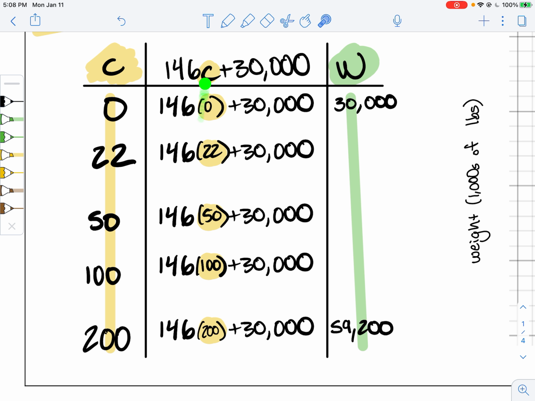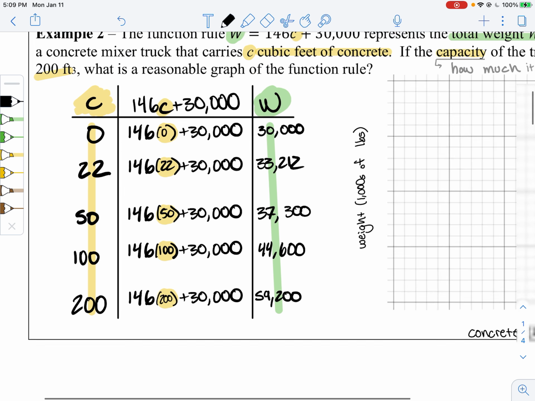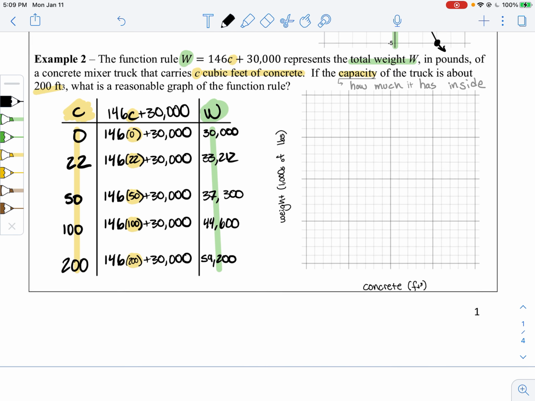So plug in your C values into this function and see what comes out. You end up getting 33,212 pounds, 37,300 pounds, 44,600 pounds. So what does this mean? Well, let's put it on the graph, shall we?